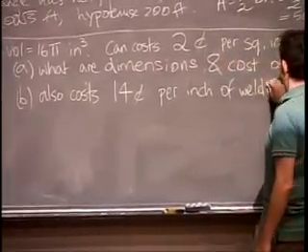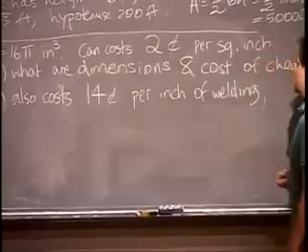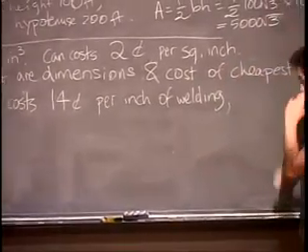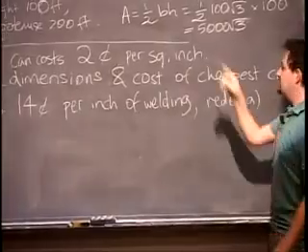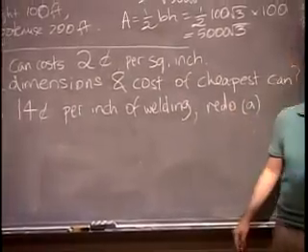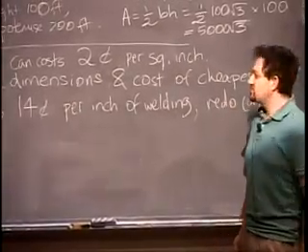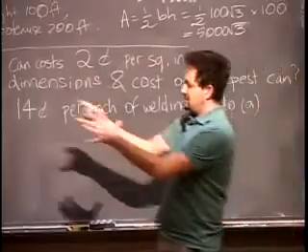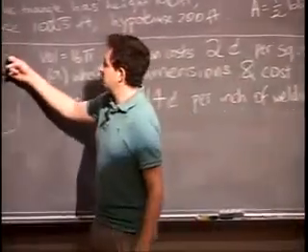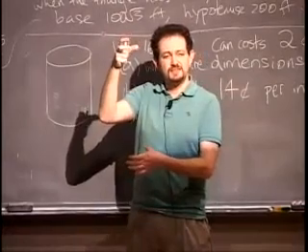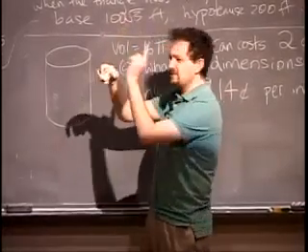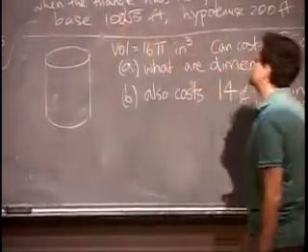for the top and bottom, redo A. Redo A. What now are the dimensions and the cost of the cheapest can? So you'd sort of think, well, there's the cheapest can, but if I also have to pay someone to weld it, it probably is better to make it a little skinnier, longer and skinnier, because then there's less welding. That's going to cost some money as well.